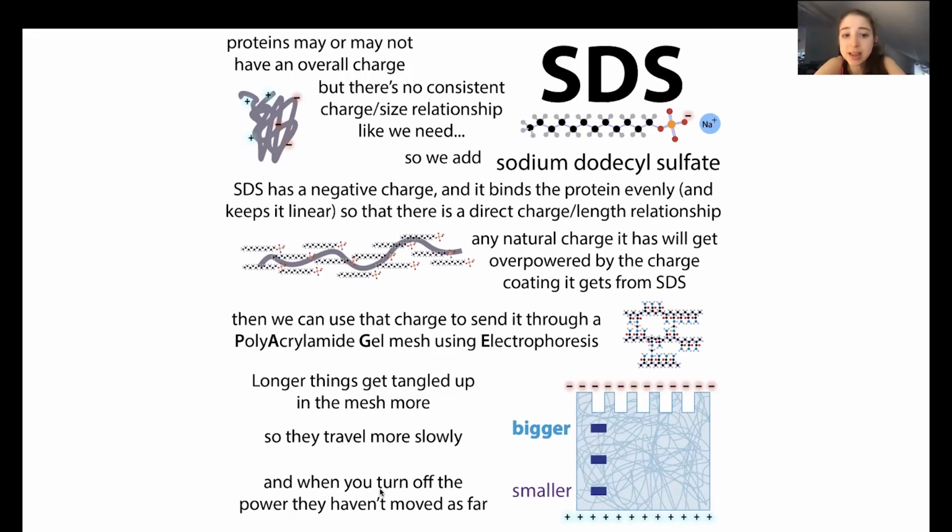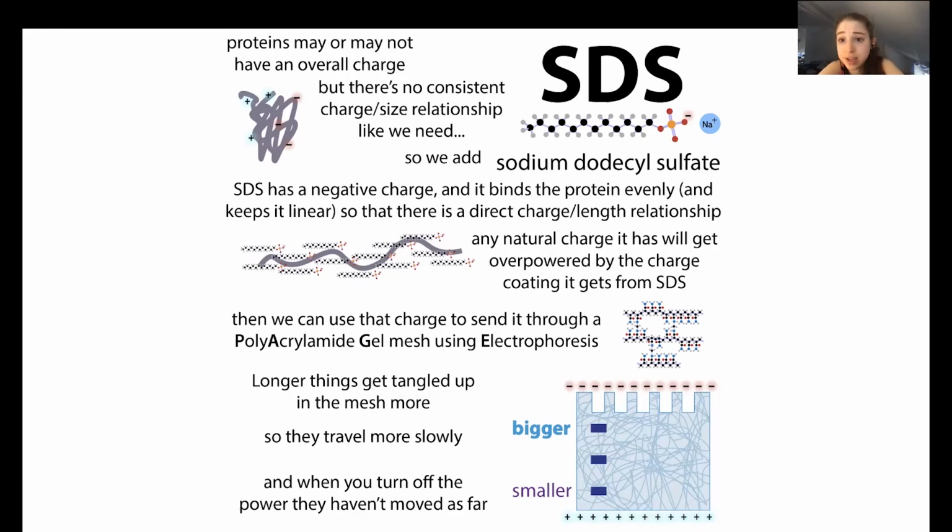Basically with that, you use electricity to send proteins traveling through a gel mesh, and it's going to separate them by size because the longer ones are going to get tangled up more and travel slower. And so when you turn off the power and remove that charge gradient, the proteins are stuck in place and the bigger ones won't have traveled as far. But this relies on them being enticed by a positive charge. And since my protein's already positively charged, if I were to try to run it without doing anything, my protein wouldn't go in.